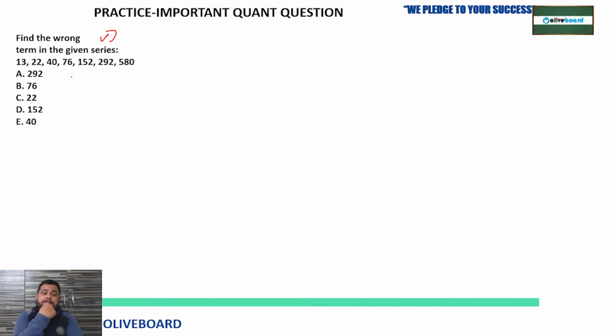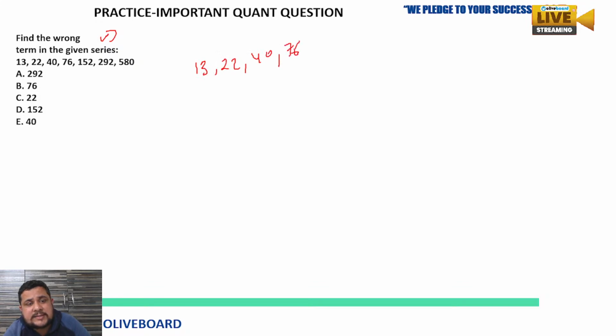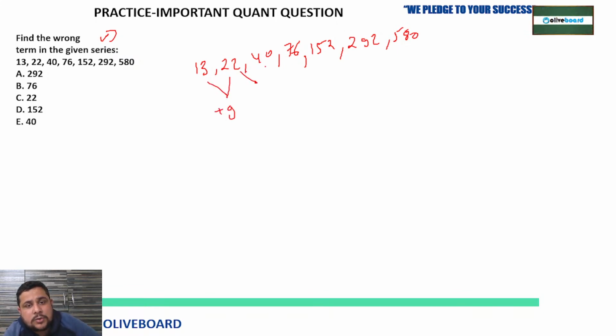Tell me fast. See what is given actually here. First is 13, then 22, then 40, then 76, then 152, okay, then 292, then 580. So it is completely an increasing order series, and here you have to find out the wrong number in the series. So just see, 13 to 22, just take the difference first, plus 9, 22 to 40, plus 18, 40 to 76, plus 36. So if you see the differences, the difference is getting just doubled. 9 to 18 just double, 18 to 36 is double, okay.